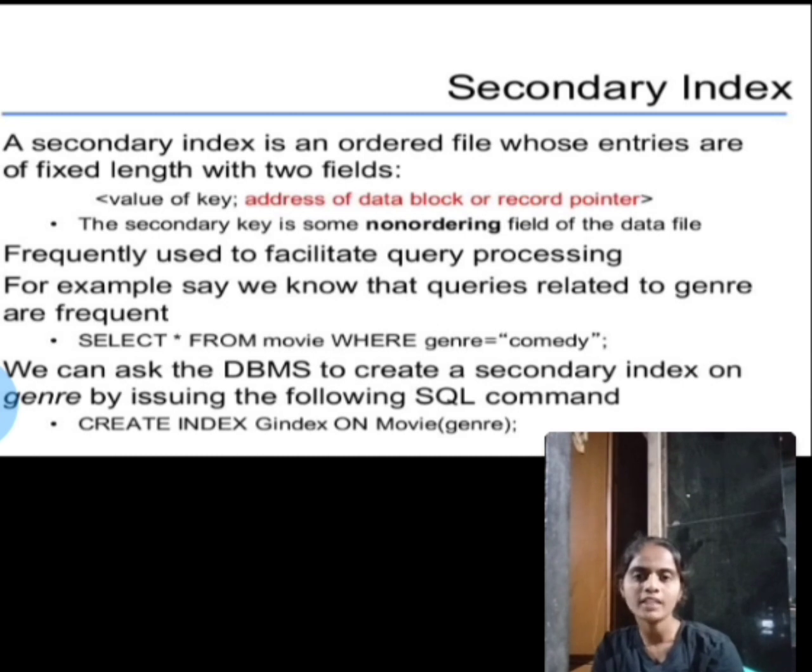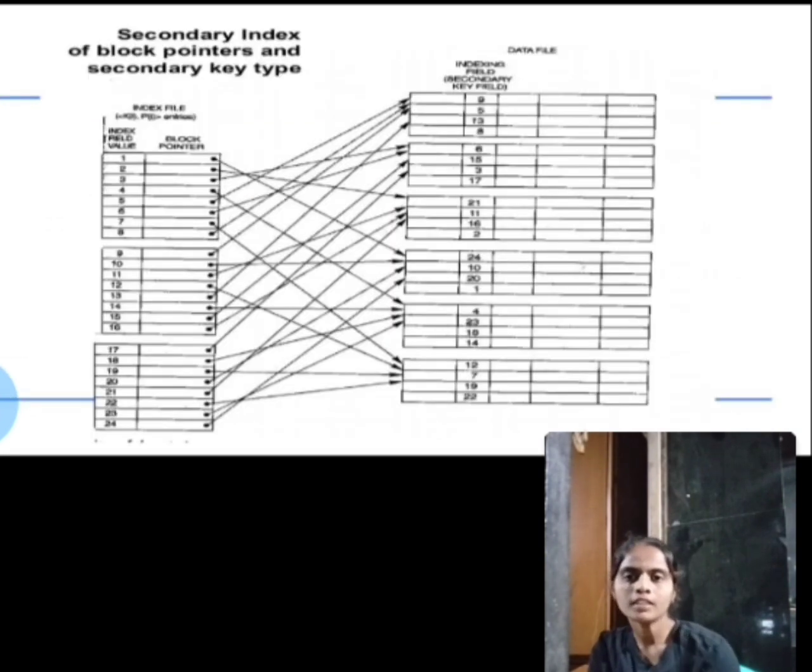For example, say we know that queries related to genre are frequent: select star from movie where genre equal to comedy. We can ask the DBMS to create a secondary index on genre by issuing the following SQL command: create index genre_index on movie(genre). Secondary index of block pointers and secondary key type.